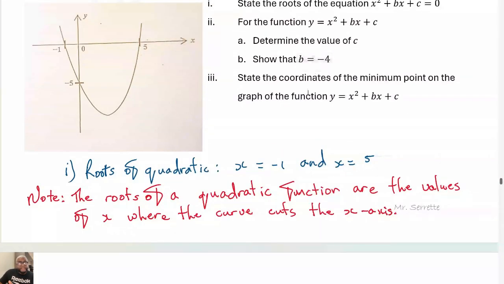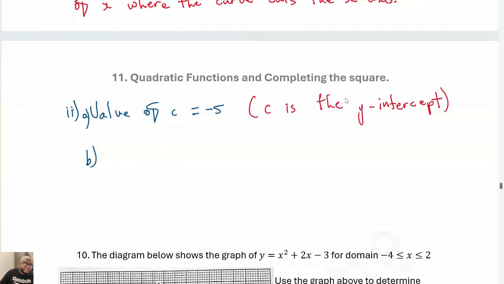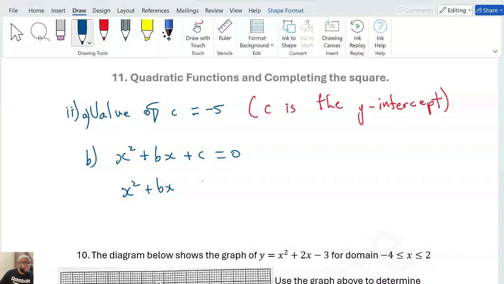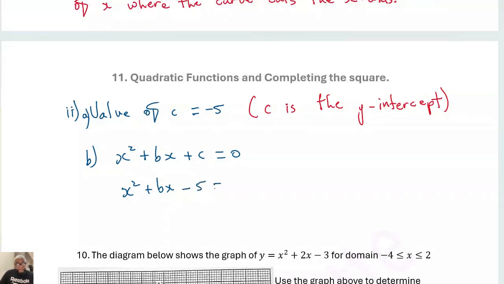Show that b is equal to -4. So what are we going to do? This was the initial equation they gave us: x squared plus bx plus c is equal to 0. Now watch this. We just found c. So what can I rewrite this as? It'll be x squared plus bx plus what? Well, it's not plus, it's -5. I can just put -5, because a plus and a minus is a minus.